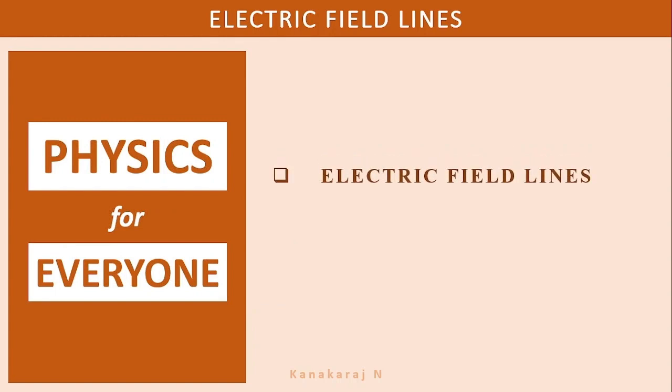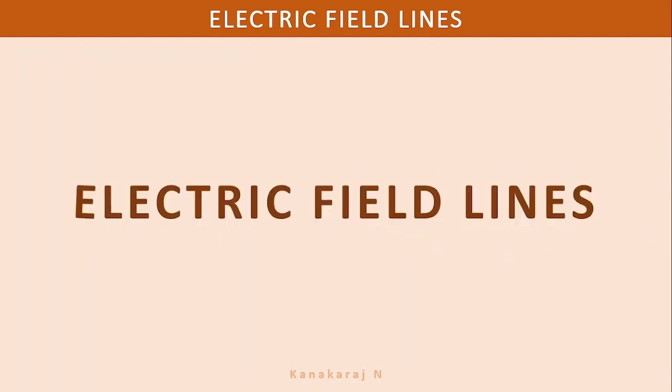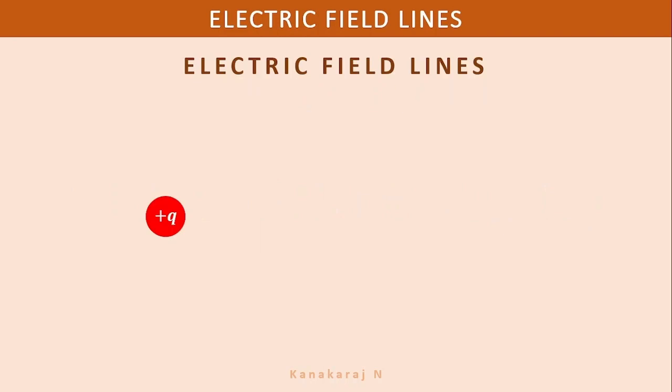Today's topic is electric field lines and rules for drawing electric field lines for charges. Let us consider a point charge, an isolated point charge placed in vacuum. The value of Q is 1 nanocoulomb and we consider a point A at a distance Ra equals root 3 meter.